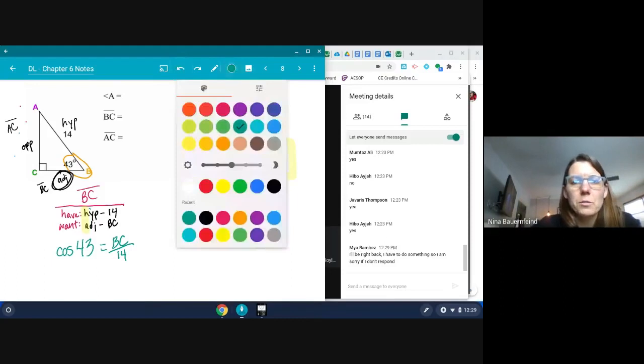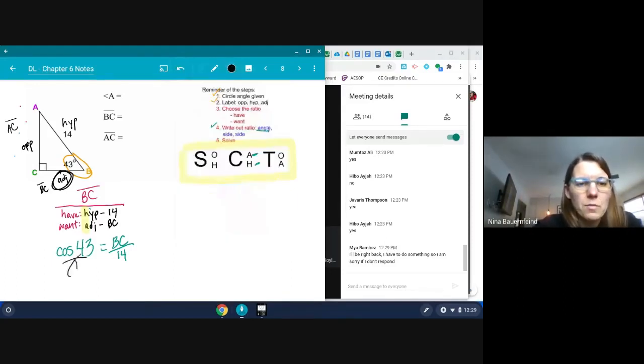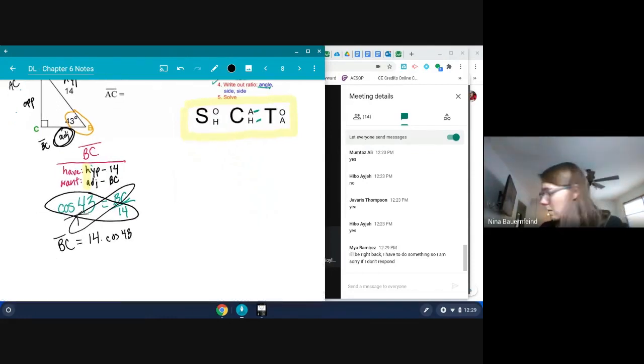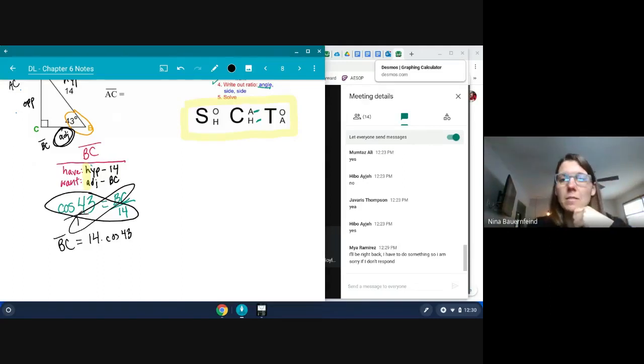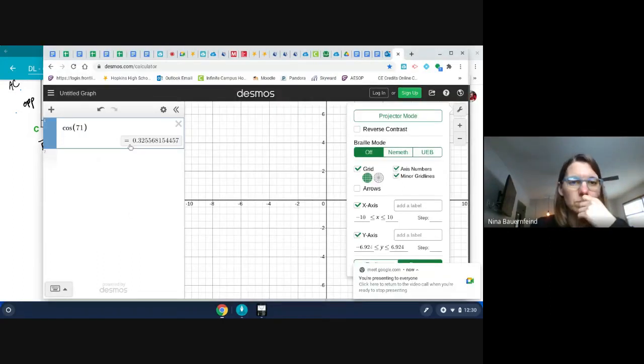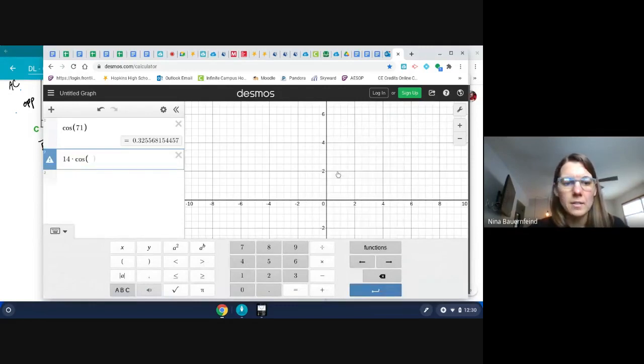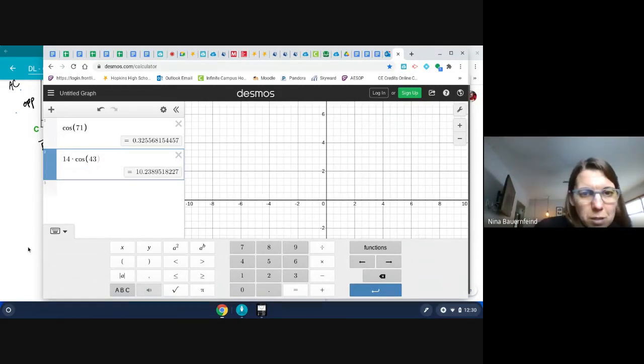Once you're here, then we do what's called cross multiply and divide. We did this before, and that's why we did it first. 1 times BC is BC equals 14 times cosine 43. So in your graphing calculator, this is why you needed this up, you're going to type in 14 times cosine 43. And you're going to get 10.238 blah, blah, blah.